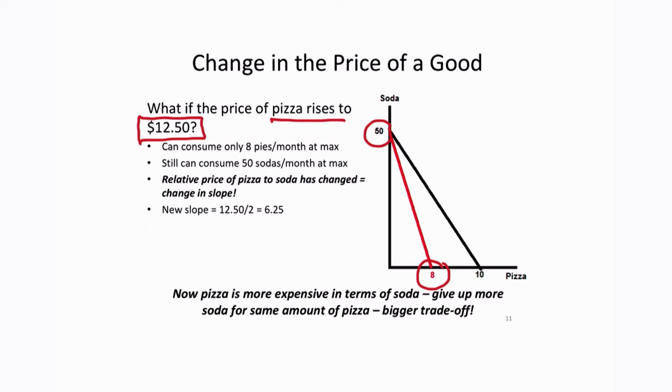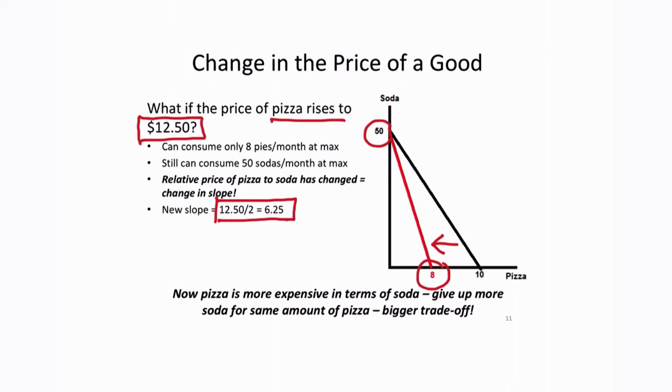So here what we observe is that we have a biased shift in the budget constraint. And you can see here that the new slope is going to be 6.25 instead of 5. So now what we observe is that pizza is more expensive in terms of soda. In other words, for 1 additional unit of pizza, he now has to give up 6.25 sodas.